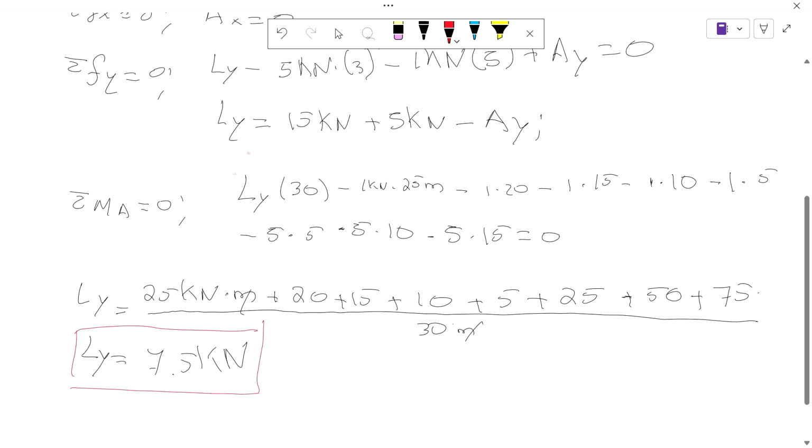Then we can come back to summation of forces in Y and do that. Ay is equal to Ly minus 15. No, this is not true.